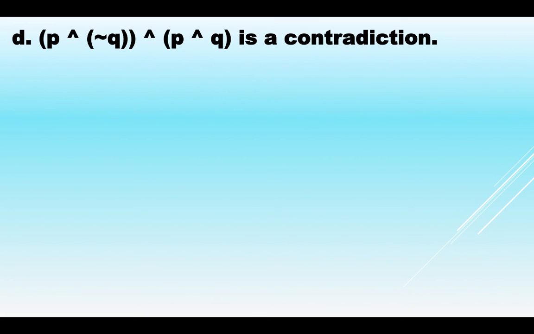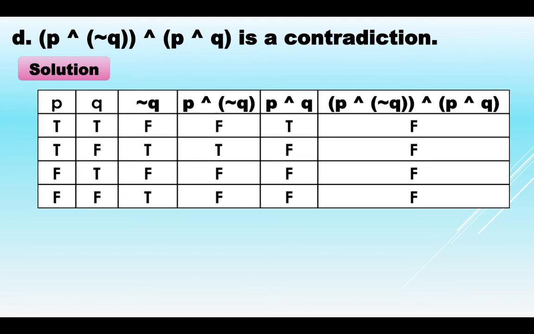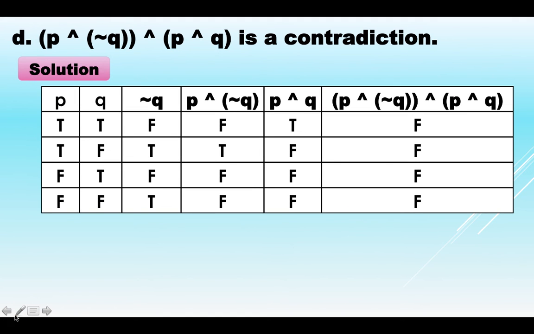Last example, we have this one. The quantity of P conjunct the negation of Q, conjunct the quantity of P conjunct Q, is a contradiction. So, ibig sabihin ng contradiction, ipu-prove natin na lahat yon ay false. So, as you can see, we have two letters, P and Q, so we have only 4 rows using 2 raised to n. The negation of Q: this true becomes false, and false becomes true.